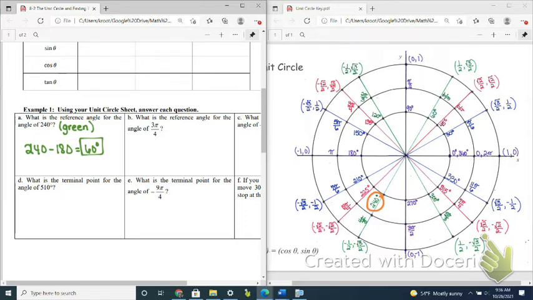Next, what is the reference angle for the angle of 3 pi over 4? So I find 3 pi over 4. That is in red. So I know from up above, all my red reference angles are 45 degrees or pi over 4. Okay, we are going to keep the units consistent. So if it gives it to you in radians, answer it in radians. If it gives it to you in degrees, we will answer it in degrees. Let's take a look at C.